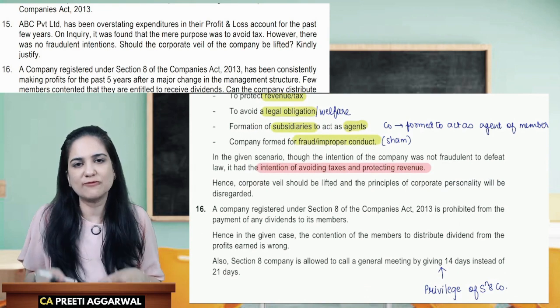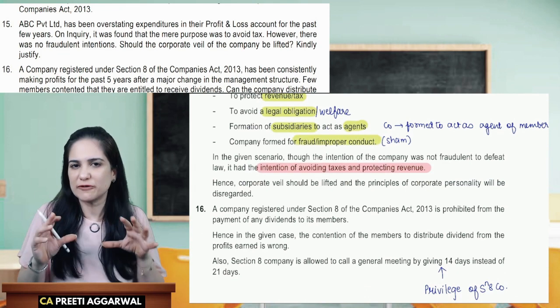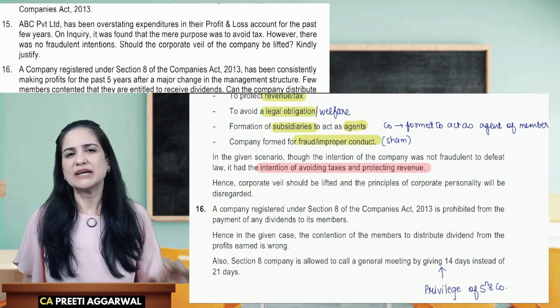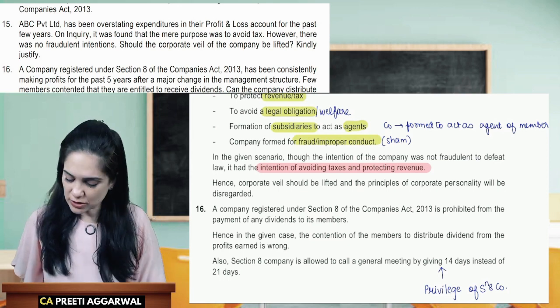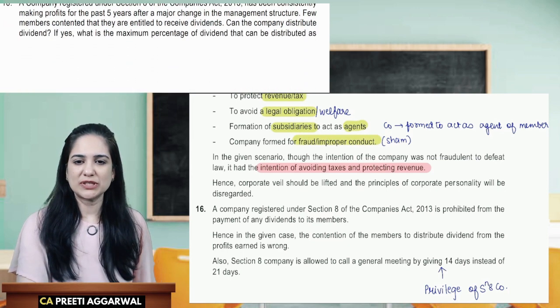So here my aim was to circumvent, to avoid the payment of tax. Corporate veil is lifted. It's a theory question. You can write it in your own words. No problem with that. Question 16.